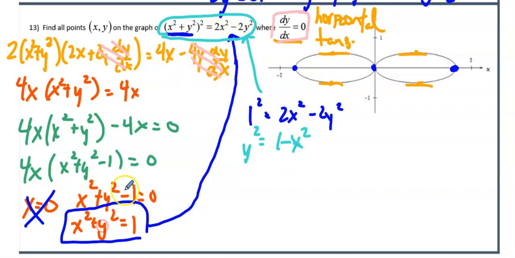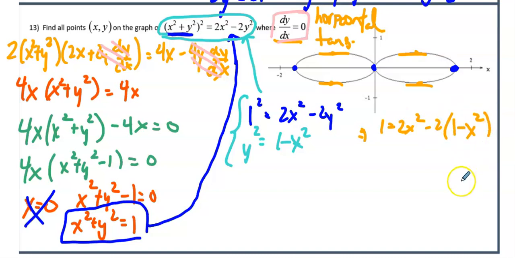So I now have two separate equations, one from the original function and one from the derivative, to give myself a system of equations. If y squared is equal to 1 minus x squared, then I can substitute in, and say that 1 is equal to 2x squared minus 2 times 1 minus x squared. And now, ladies and gentlemen, we're happy with this because everything's in terms of x. We can solve this pretty easily and look at what values this gives us.